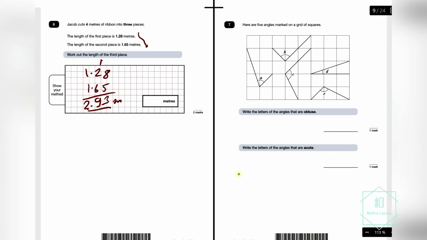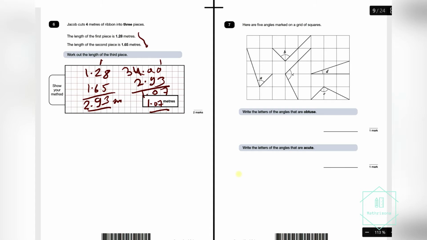Work out the length of the third piece, which will be 2.93 taken away from 4. Because we are working out in meters directly, we'll take the value from here. 10 take away 3, 7. And here it will be 9. 9 minus 9, 0. And here it will be 3. So 3 minus 2, 1. So 1.07 meters is our answer.